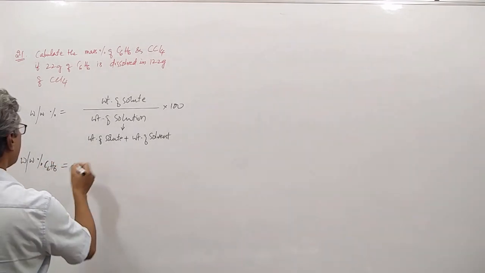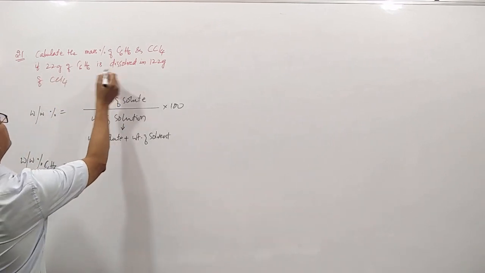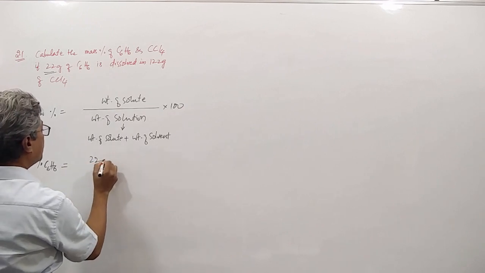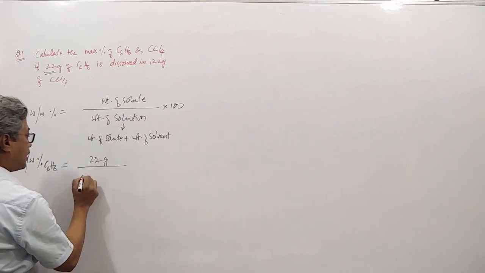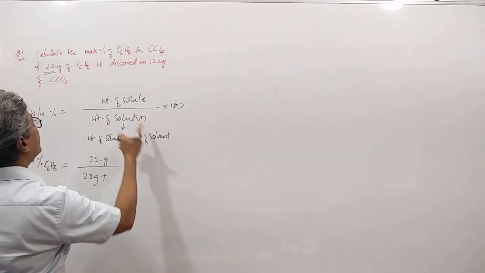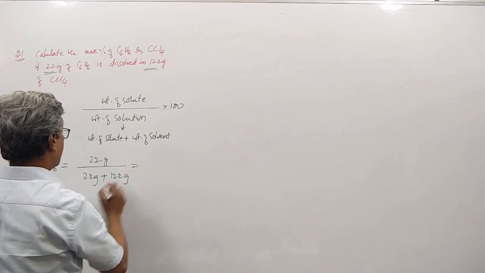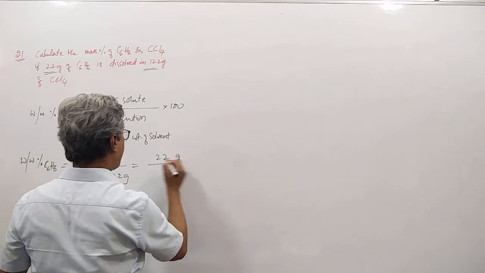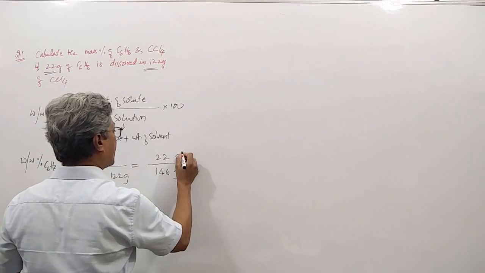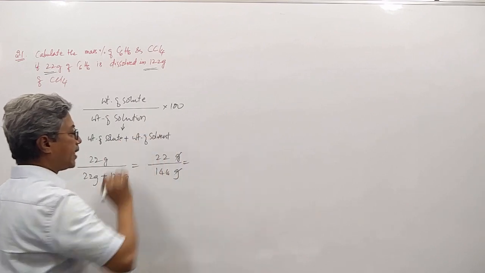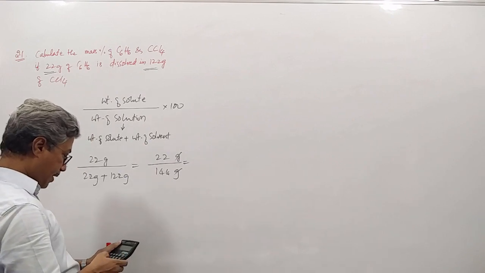Now, let's go for calculation of mass percentage of C6H6. This is equal to weight of the solute. Weight of solute is weight of benzene. How much it is given? 22 gram. That means 22 gram of benzene divided by solute, same 22 gram, plus weight of solvent, 122 gram. Here 22 gram divided by 144 gram. Gram gets cancelled, so you get a ratio, and this ratio will be 22 divided by 144.